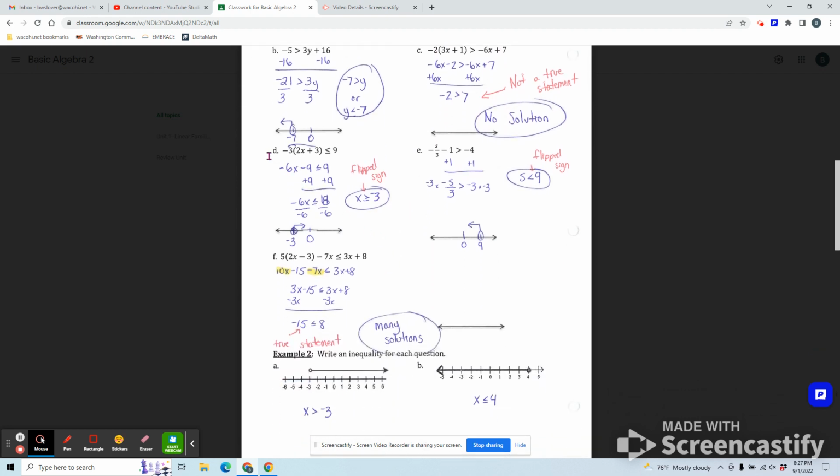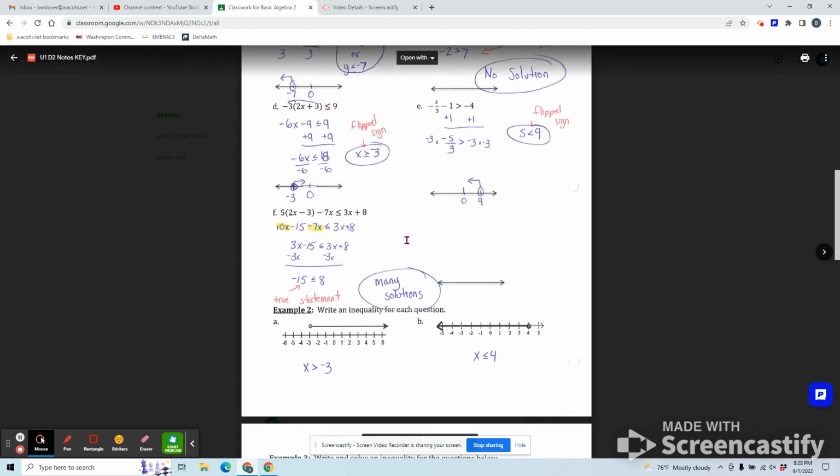Now in letter D, I'm not going to work through everything, but realize that we did have to flip the sign because we divided by a negative. So we divided by a negative 6. We had to flip the sign. So x became greater than or equal to negative 3. So my circle is closed and it's going to the right. So that means any number that is negative 3 or higher will make this a true statement.